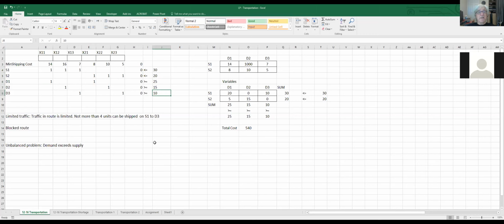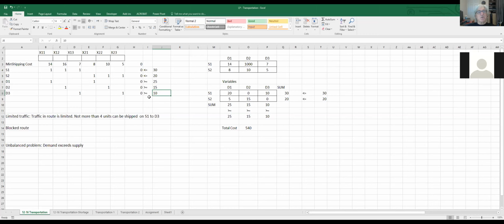The only comment I have here: I advocated writing here equal, equal, equal, equal, and it is correct because it's a balanced problem. But even if you write less than or equal or greater than or equal, you'll get at the end an equality. How do I know? It's the minimization mechanism that is trying to ship as few units as possible.